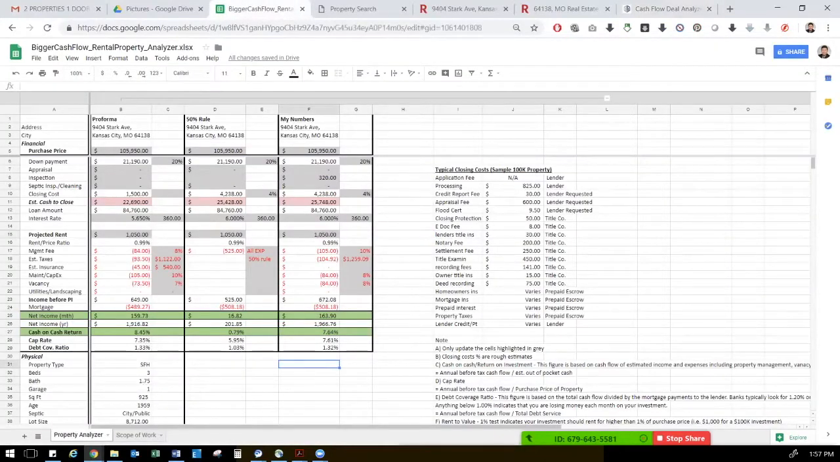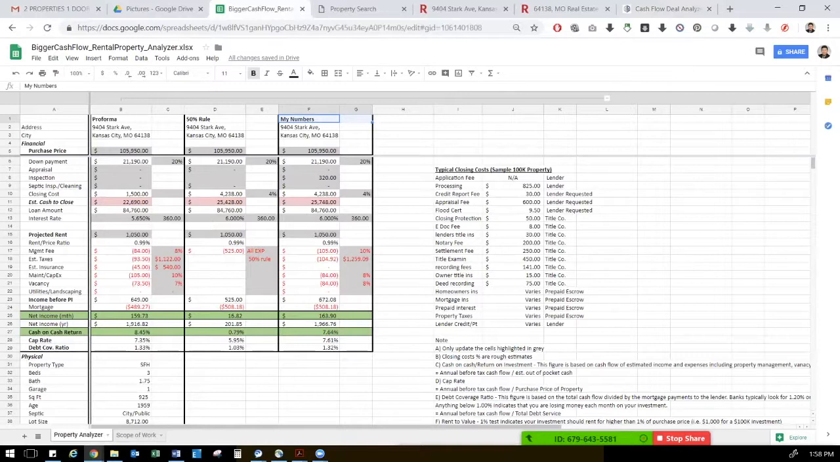So what I do here is I have three sections that I fill out. One of it is the pro forma. The other one is the 50% rule. And the last one is my own numbers, right? And let me walk you through each set of numbers that I'm about to populate here.